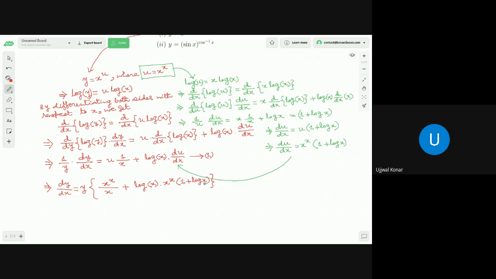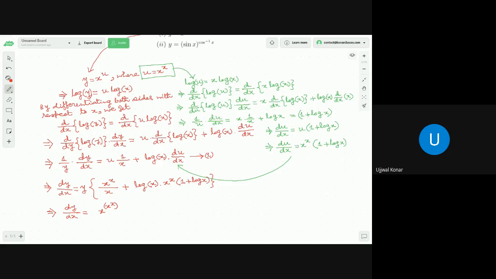Now we need to apply the value of y. What is y? y is nothing but x power u. What is u? It is nothing but x power x. That means x power x power x. Correct or not? So from here, what we get? dy/dx is equal to x power x power x. Isn't it, dear students? Correct or not? Right. And then what we are going to get out of it?